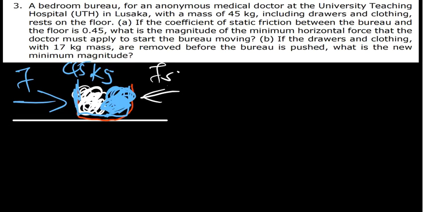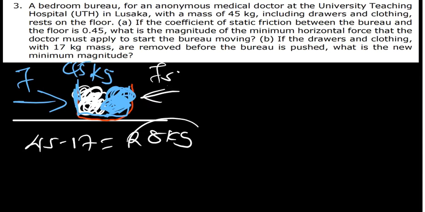So they're saying that the combination of drawers and clothes is 17 kgs, meaning that we need just to say 45 minus 17. That is going to be the mass of the person. So 45 minus 17 is 28, meaning the mass of the person only was 28. Now what would be the minimum force required for this barrel to start moving?